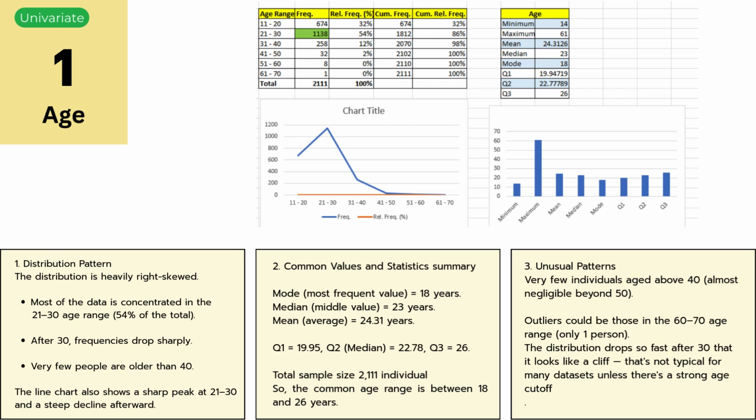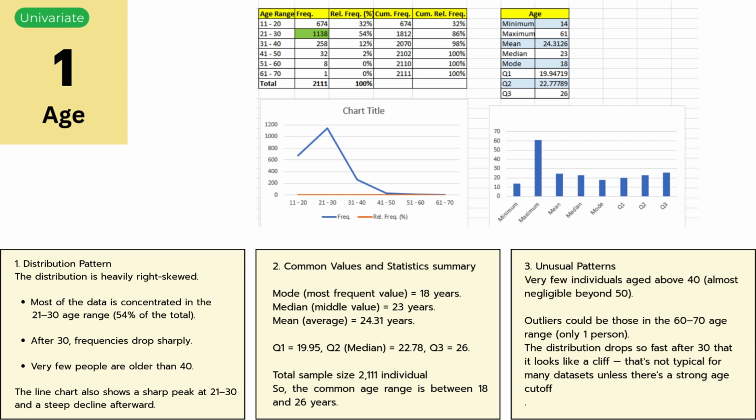For the common values and statistics summary, the most frequent value is about 18 years. The median, the middle value, is 23 years old, and the mean, the average age, is about 24.31 years old. The first quartile is 19.95, Q2 is 22.78, and the third quartile is 26. The total sample size is 2,111 individuals. So the common age range is between 18 and 26 years.